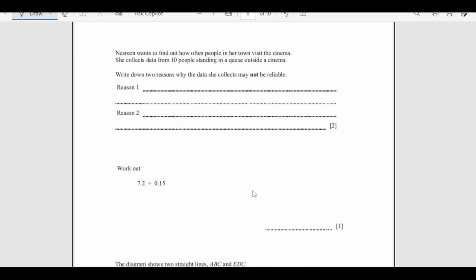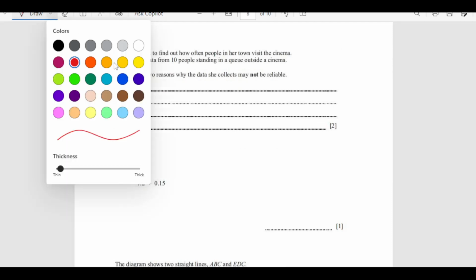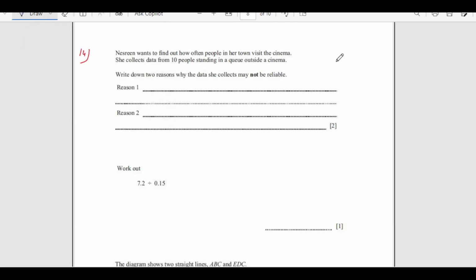That was question number 13, and this is question number 14. Nasreen wants to find how often people in her town visit the cinema. She collects data from 10 people standing in a queue outside a cinema. Write down 2 reasons why the data she collects may not be reliable.